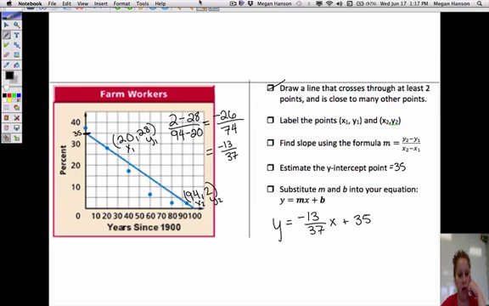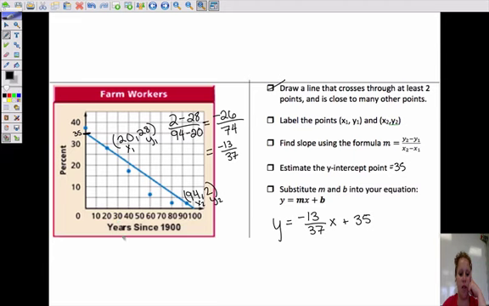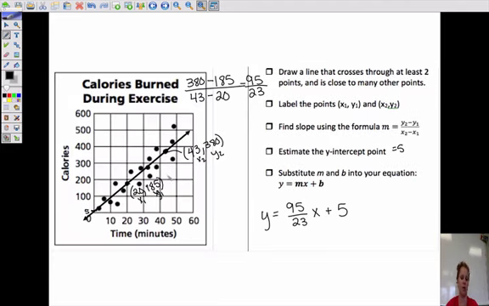So the farm worker. Here we had the farm workers years since 1900 and the percent of something. Okay, and our slope was negative 13 over 37. So that would be for every 37 years, because our run is our x-axis, the percent went down 13. That's how we could interpret that. Here we had calories burned during exercise. Our slope was 95 over 23. So for every 23 that went with the x, so that was minutes, for every 23 minutes, we burned 95 calories. So that's how you would interpret that slope.